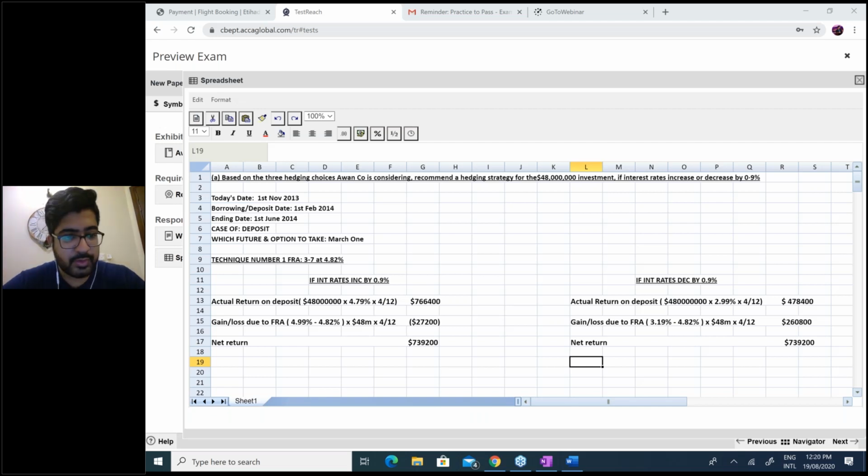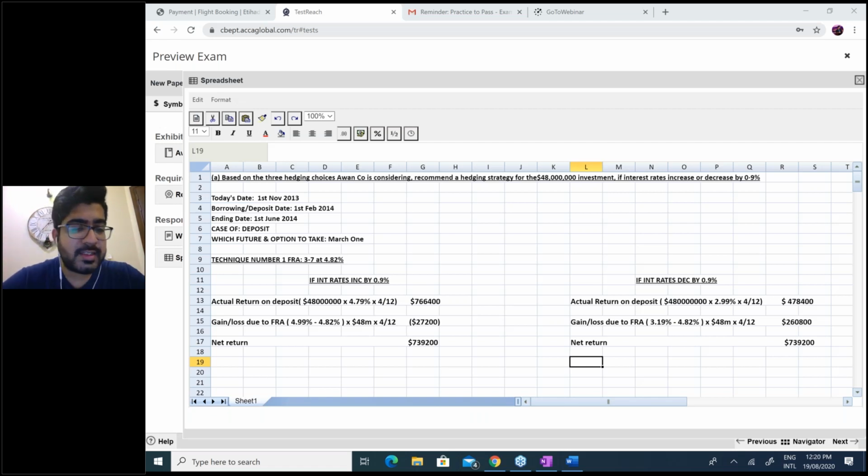It's a deposit case: return on deposit, gain loss due to FRA, net return. Actual return on deposit is easy. 48 million is the investment. If interest rates increase by 0.9, we can deposit at 3.89. 4.09 less 20 basis points, we can deposit at 3.89. If they increase by 0.9, we can deposit at 4.79. If they decrease by 0.9, we can deposit at 2.99 for 4 months. You get 766,400 and 478,400.